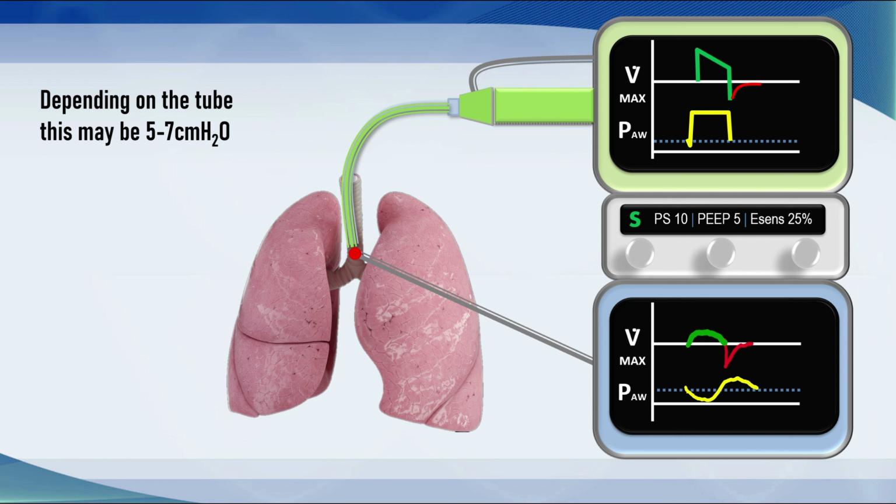It's also worth noting that with modern machines, modern ventilators, the base flow, which cannot be turned off, will deliver about 1.5 centimeters of water of pressure assistance regardless of what spontaneous mode you are using.